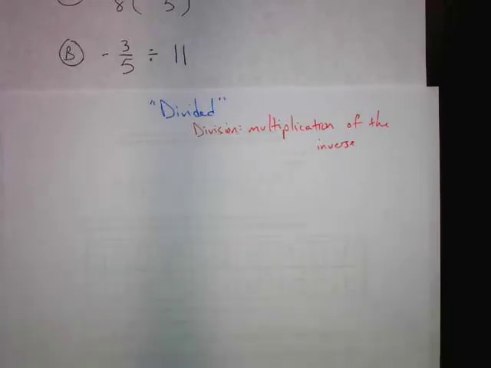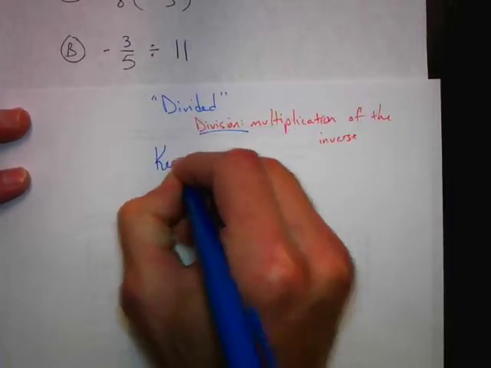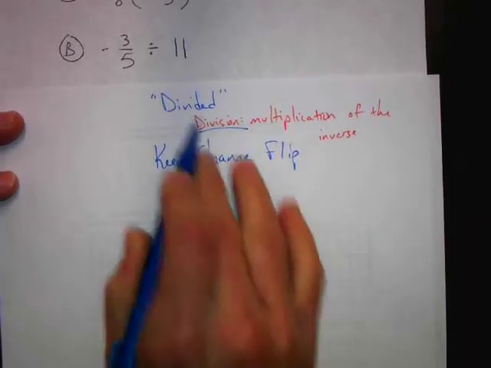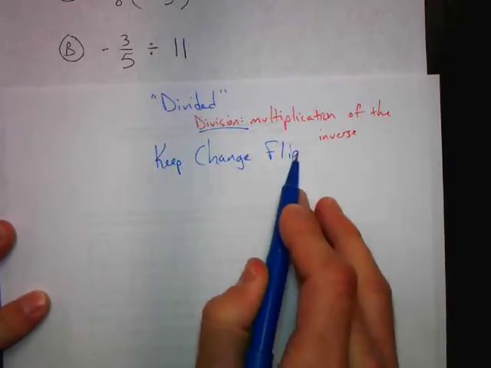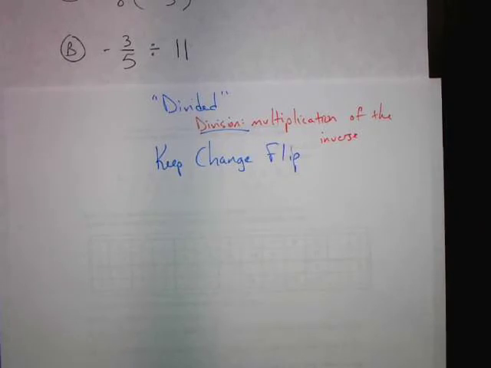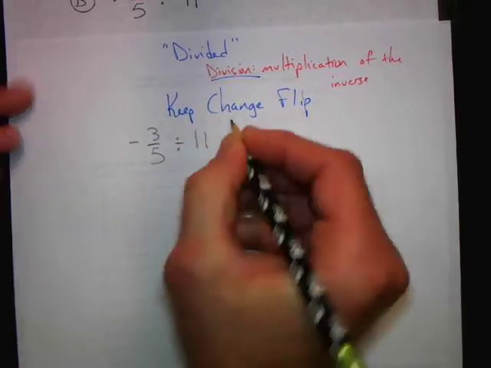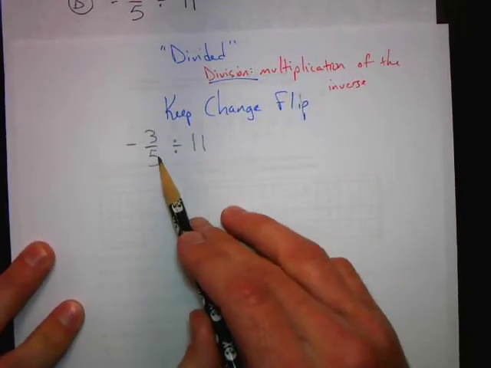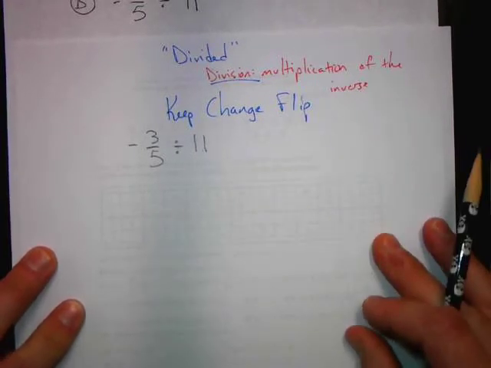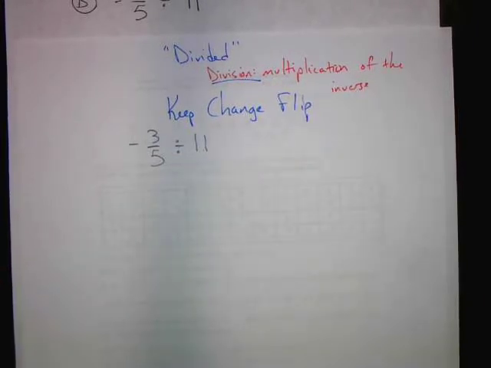We know this vocabulary from a shortcut that we probably have heard in the past. And the shortcut is called keep, change, flip. And keep, change, flip only applies to division because this is the definition of division, the multiplication of the inverse. So when we're looking at negative 3/5 divided by 11, what we're actually looking at is negative 3/5 times the inverse of 11. Okay, so when we're looking at division, it's actually the multiplication of the inverse, or what we know as keep, change, flip.